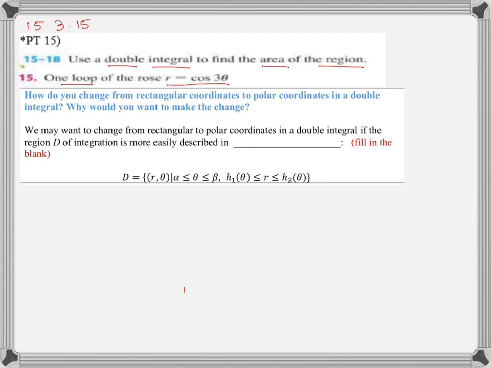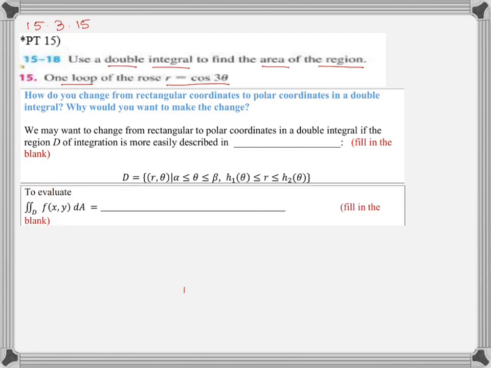We may want to change from rectangular to polar coordinates in a double integral if the region D of integration is more easily described in polar coordinates. And also, the region D is all those r, theta, where theta lies between alpha and beta, and r lies between the curve h1 of theta and h2 of theta.